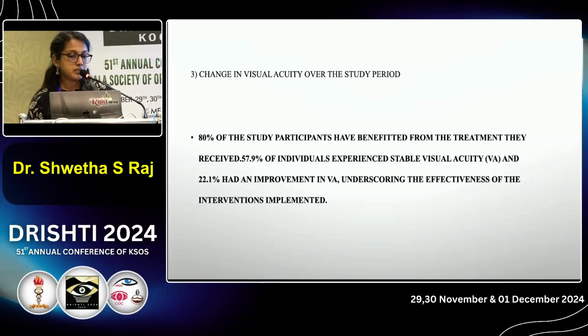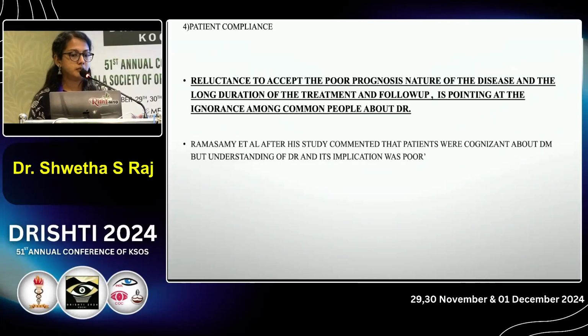80% of the study participants benefited from the treatment, with 57% experiencing stable visual acuity and 22% having an improved visual acuity, which underscores the effectiveness of the interventions implemented. And patient compliance, the reluctance to accept the poor prognosis of the disease, and the long duration of treatment and follow-up point to the ignorance among common people about diabetic retinopathy.